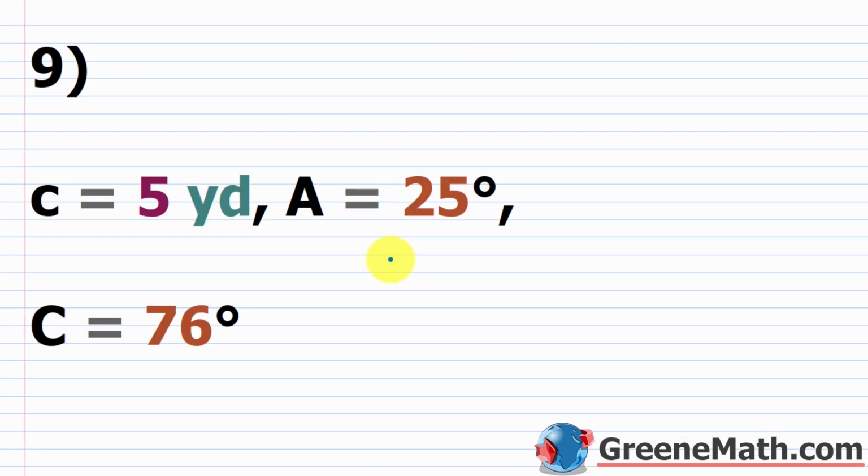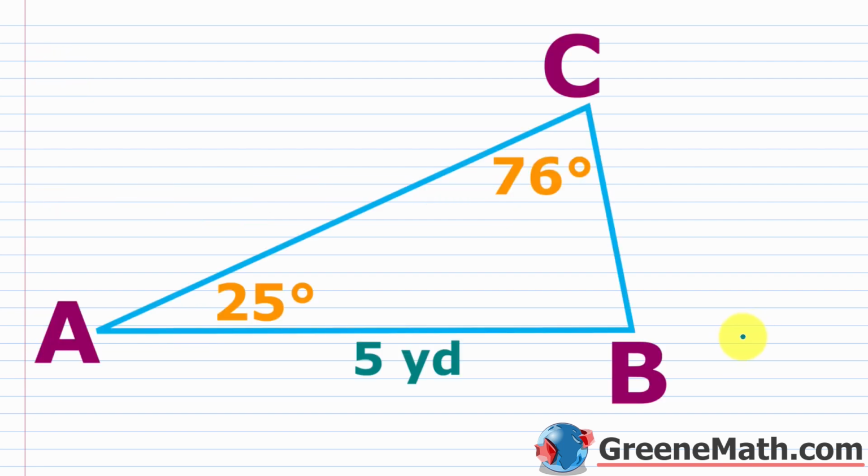All right, let's take a look at problem 9. Here we have this lowercase c, which is the length of the side opposite our angle C. This is 5 yards. Then we have our angle A is 25 degrees, and our angle C is 76 degrees. In this particular case, you would look at this and say, well, I have angle, angle, and then side. In order to use that formula, you need side, angle, side. So let's come down to a little sketch and think about what's going on.